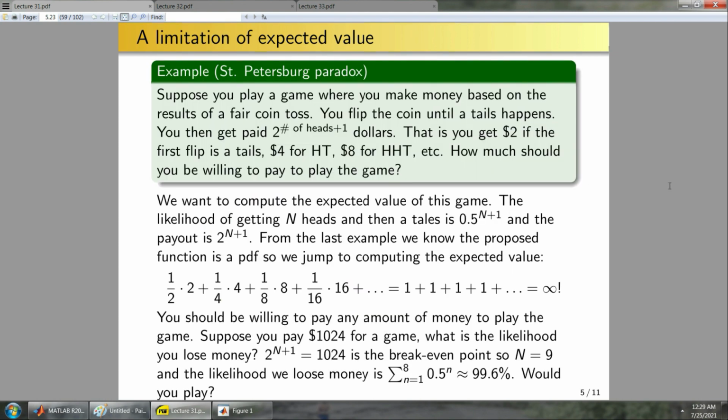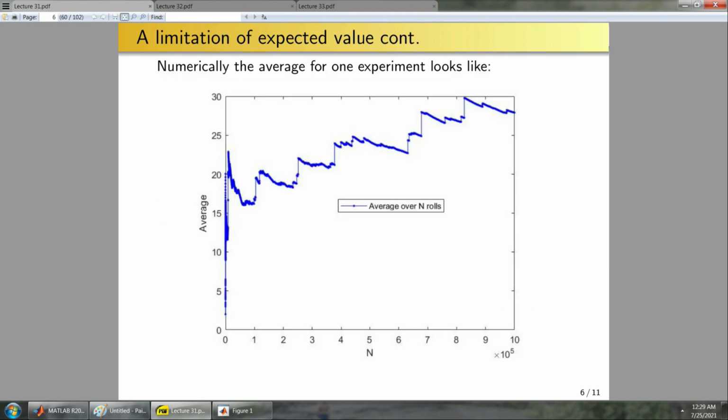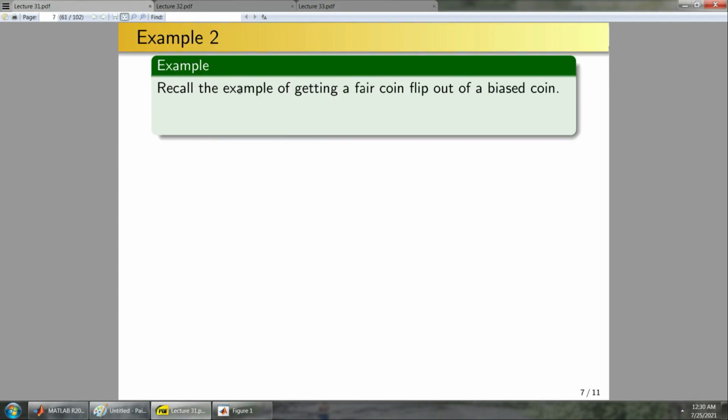Okay, let's look at one more example. Example 2. Recall the example of getting a fair coin flip out of a biased coin. Explicitly, this was the case where I had a coin where the probability of heads was some unknown value, and I wanted to get that fair flip out of it. In order to get the fair flip, I said I'm going to keep flipping it until I get two results in a row that are different, and then I'll pick either the first one or the second one to be my fair flip.